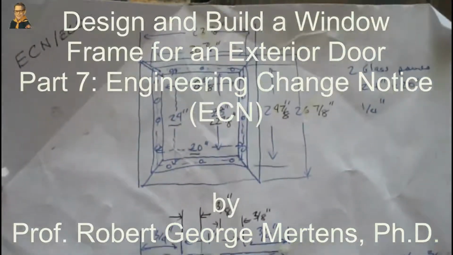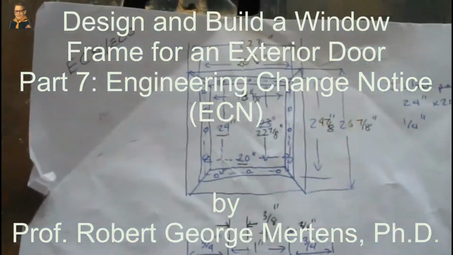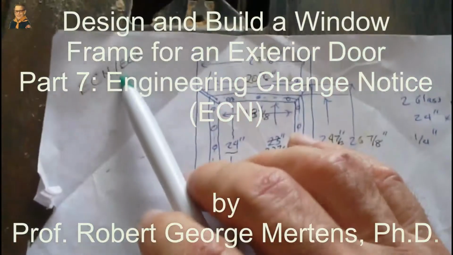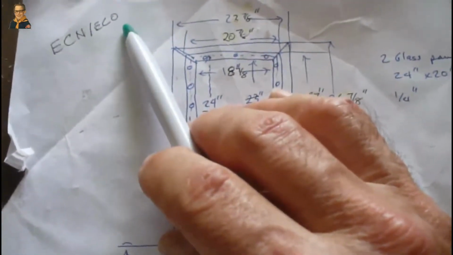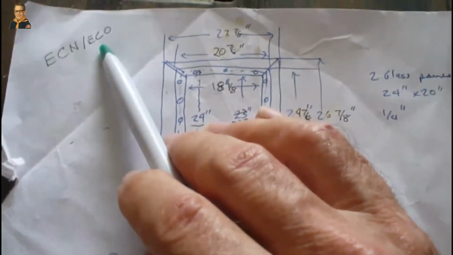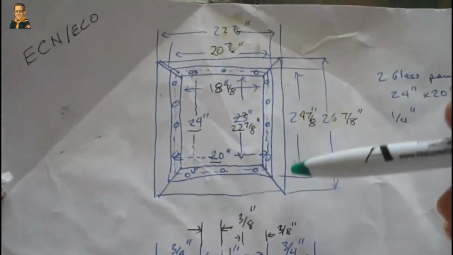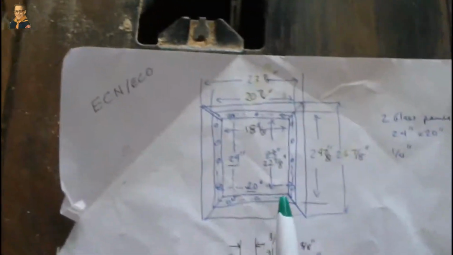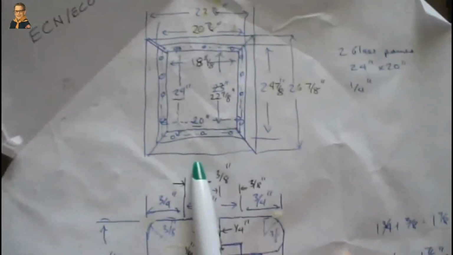ECN, which stands for Engineering Change Notice, and sometimes they're also called ECO, or Engineering Change Order. This is something that engineers do pretty often, and although no engineer wants to admit a mistake, what I'm going to suggest here is this. When I made this design, I thought, I'm going to cut everything perfectly so there won't be any problem getting this unit into the existing window opening.